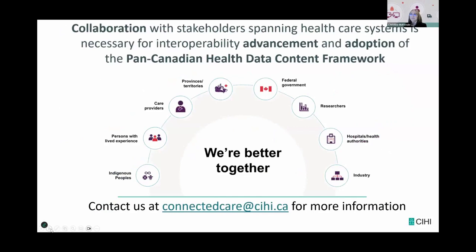So I think I've made it clear that collaboration is key, and we definitely do need to be collaborating with a variety of stakeholders that have different expertise and experiences within the healthcare system to help advance interoperability and the adoption of the Pan-Canadian Health Data Content Framework. So, we often talk about how it takes a village, but I would say in the case of the work that we're doing and we're trying to achieve in Canada, it actually takes a country.